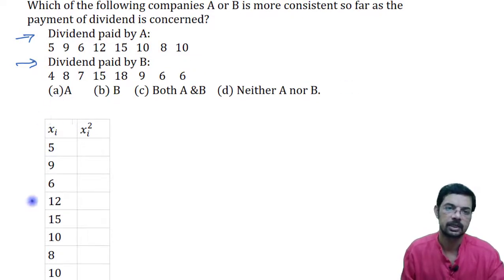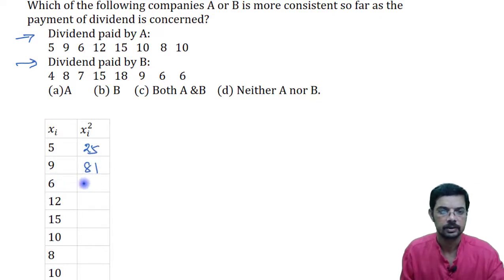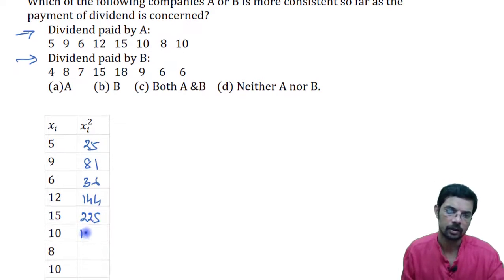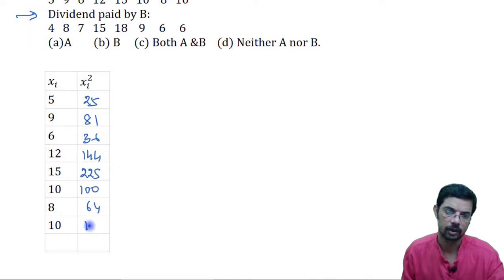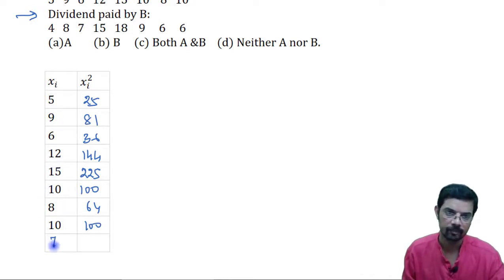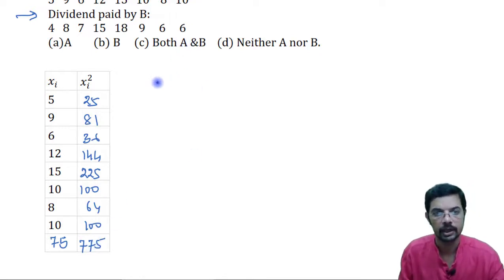Okay, so this is the table that we are creating. We just write down all these values here like this. Then 5 square is 25, 9 square is 81, 6 square is 36, 144, 225, 100. Okay, so we have the sum, sigma xi. When you add all of them, you get 75, and when we add all these squares, what we get is 775. Now we need to find X bar.